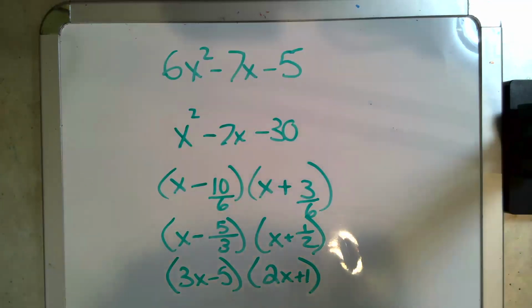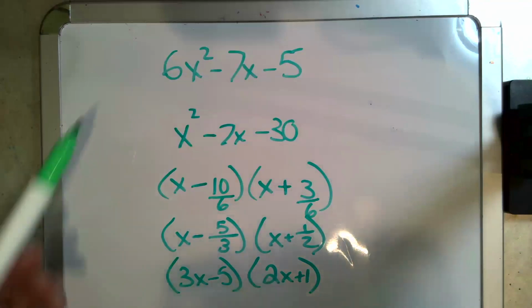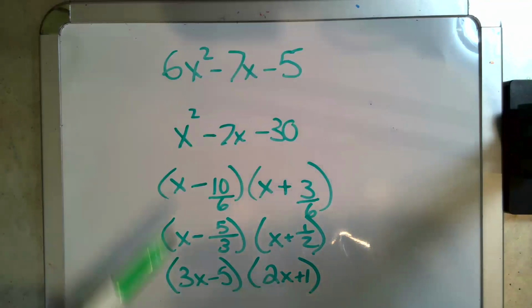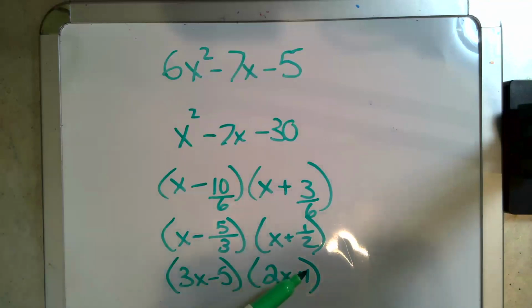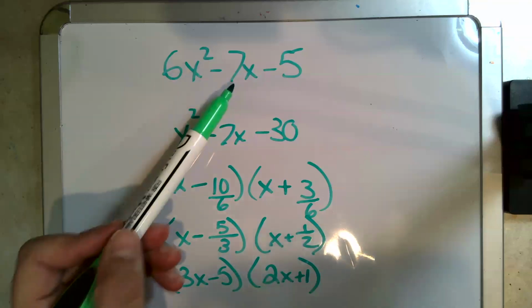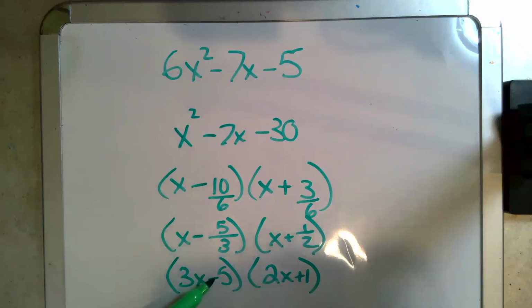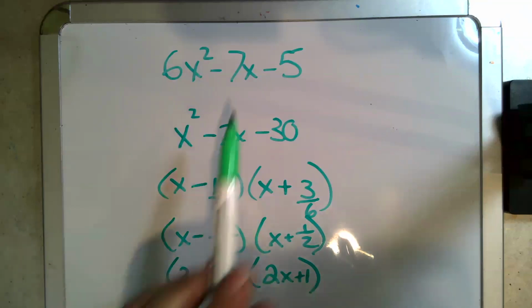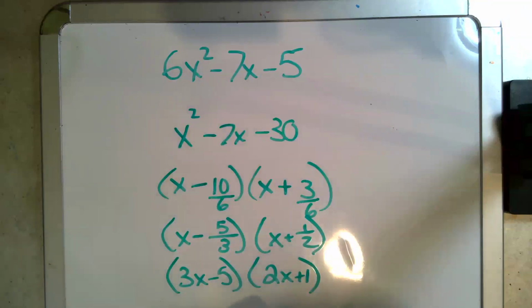And that is my factorization, and I can do a quick FOIL to make sure I'm right. 3x times 2x gets me my 6x squared. 3x times 1, that's plus 3x. Minus 5 times 2x, that's minus 10x. Minus 10x plus 3x gets me my minus 7x. And minus 5 times 1 gets me my negative 5.